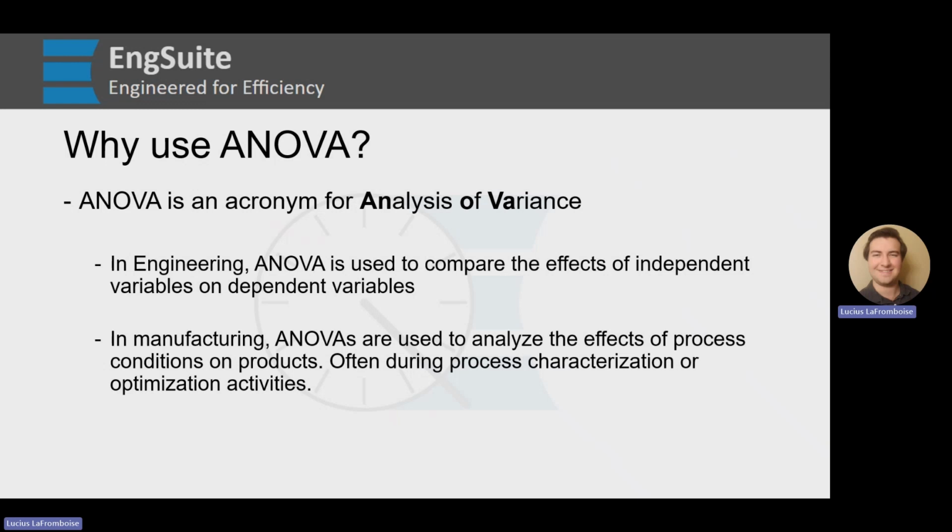So why do we use ANOVA? Again, ANOVA stands for Analysis of Variance. In engineering, we're looking at the effects of independent variables on dependent variables. So we're looking at the variance of different treatment groups. In manufacturing, we can say that a little bit differently: it's used to analyze the effects of process conditions on products. So we'll often use them during our process characterization or optimization activities when we want to know how different processing parameters affect the products.